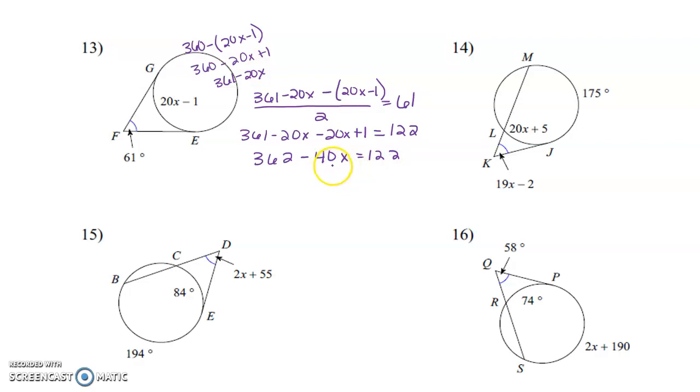Okay, let's think about subtracting 362 from both sides. I get a negative 40x equals a negative 240. Divide by a negative 40 on both sides, and x equals a positive 6.